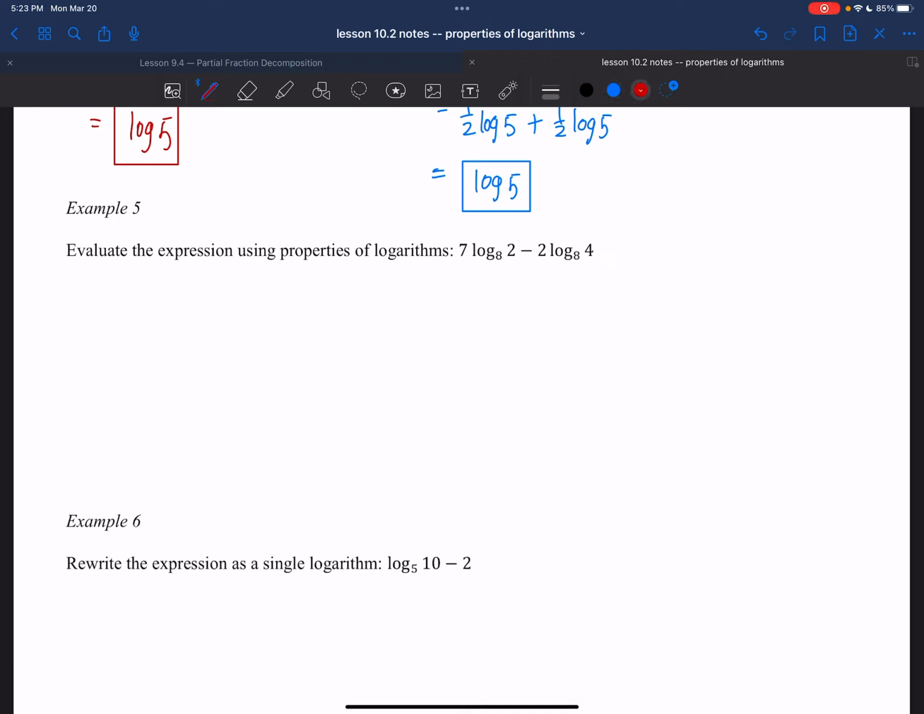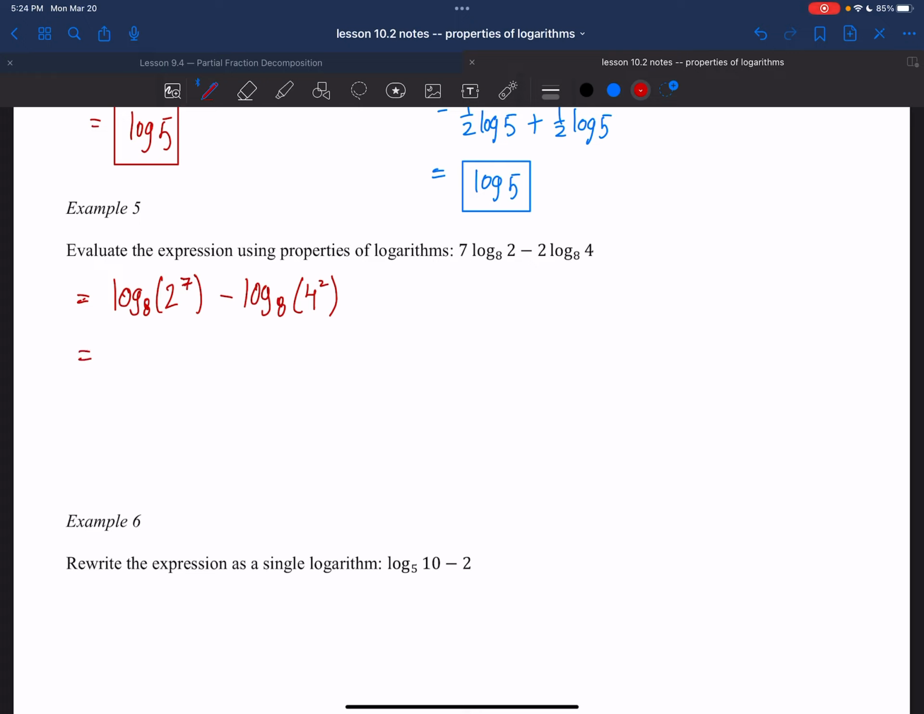Okay. Example 5. Let's evaluate this expression. Look, anytime you see a coefficient in front of a log, it's probably a good idea to play around with that coefficient as an exponent on the argument. Meaning, use the power rule. 7 log base 8 of 2 becomes log base 8 of 2 to the 7. Okay? That's what that is. And then I say minus, and then I'm going to use the power rule again, log base 8 of 4 to the power of 2.